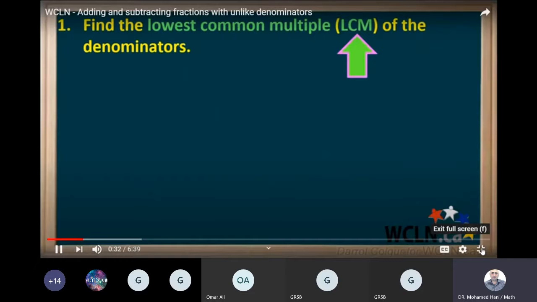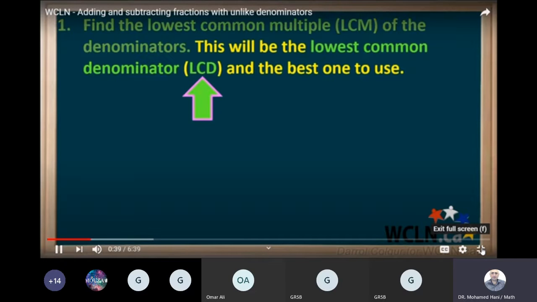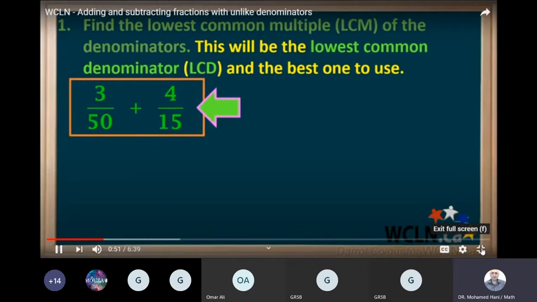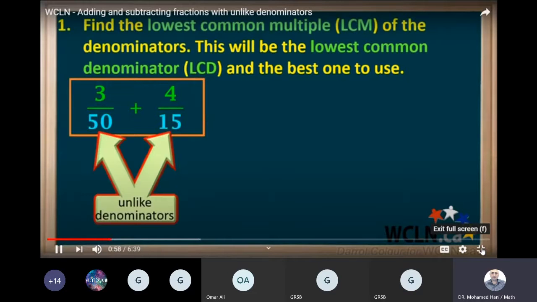The first step is to find the lowest common multiple, or LCM, of the denominators in the fractions we're given. The lowest common multiple of the denominators will be the lowest common denominator, or LCD, and this is the best denominator to use. For example, let's say we're asked to add the fractions 3/50ths and 4/15ths. We see that the denominators 50 and 15 are not the same, so we need to find the lowest common multiple of 50 and 15.